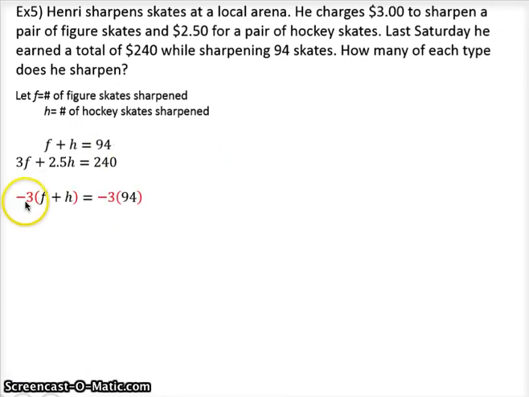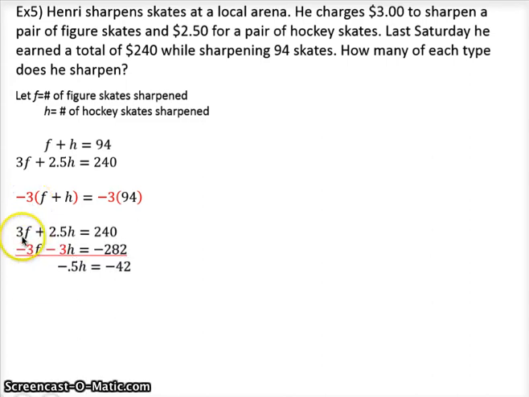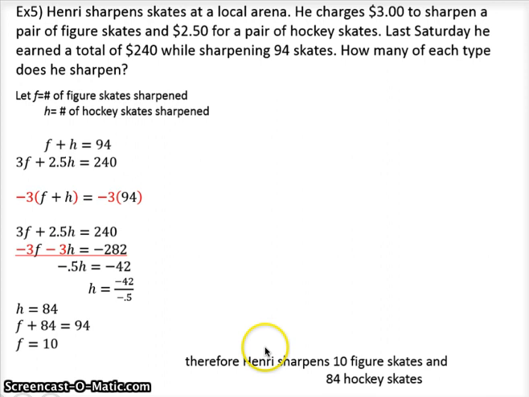So we can eliminate F by multiplying the top by -3, and then see that when our F eliminates, we get -0.5H is equal to -42. Dividing by -0.5, we get H is 84. Plugging back into the original, we get that F is 10. So finally, in your therefore statement, Henry sharpens 10 figure skates and 84 hockey skates.